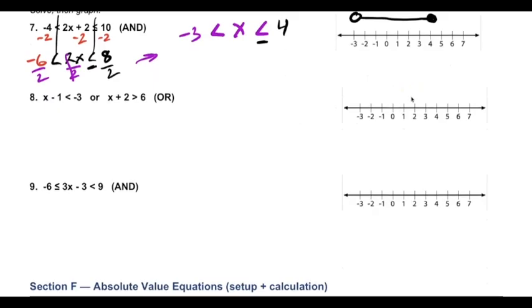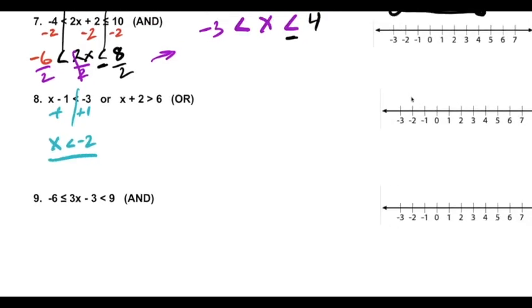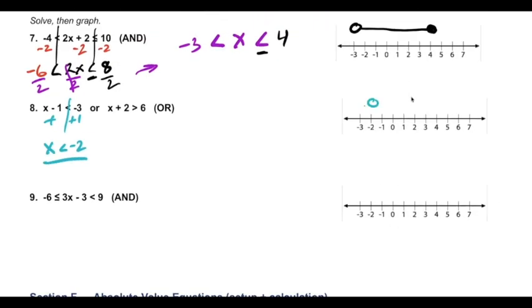Next one is the or statement. Let's solve each one separately. Basically, treat it like two separate problems. So we get x is less than -2. I've got it graphed already. Here's -2, and we're going to the left.